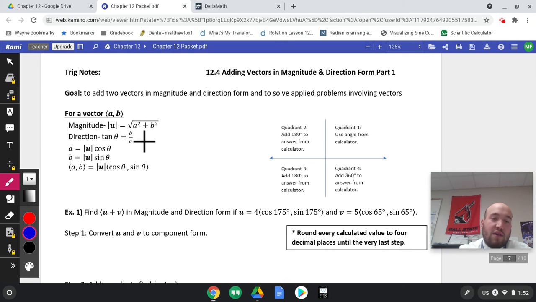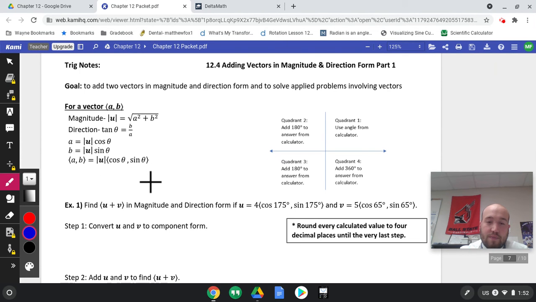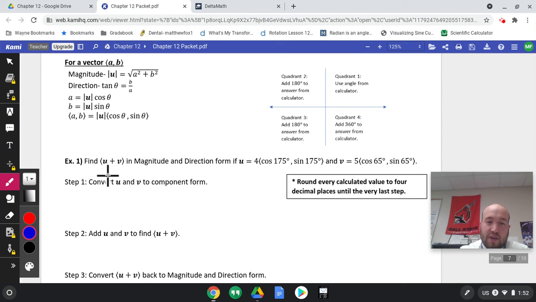Okay, now, if we have something in component form, a and b, this can also be written in something called magnitude and direction form. That's where the magnitude's out front, and then it's cosine theta, sine theta, whatever the direction is, that's what the theta is there. Okay, and so right here it says find u plus v, so vector u plus v in magnitude and direction form. And it's originally given to us in magnitude and direction form. Now, if this is the case, first thing we need to do is convert it into component form.